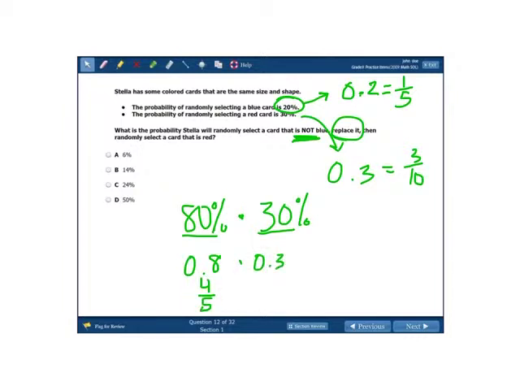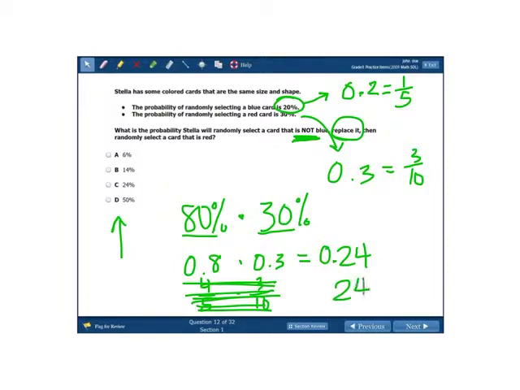And probably it looks like the decimal is going to be the easiest. Because the fractions, I know I love fractions, but if you look at our answer choices, they're in percents. It'll be easier to go back to percents from decimals than it will be from fractions. So 0.8 times 0.3. Well, 8 times 3 is 24. So 0.8 times 0.3 is 0.24, 24%. So C is the correct answer.